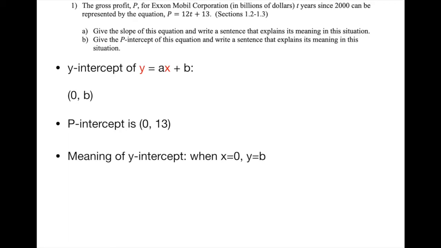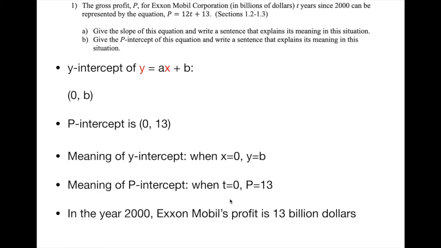So what is the meaning of this intercept? So usually the meaning of y-intercept will be when x equal to 0, y equal to b. So in this case, when t equal to 0, p equal to 13. Then let's look at each part. So for t equal to 0, what is t? T is the years since 2000. So basically 0 years since 2000. That's year 2000. So that's where in the year 2000 is coming from.